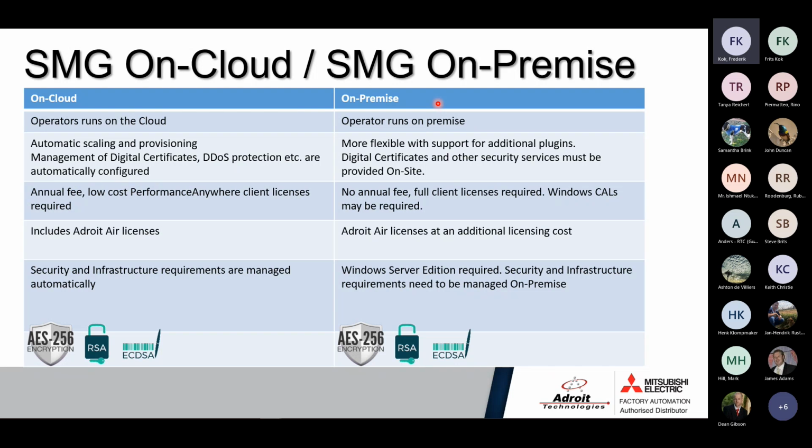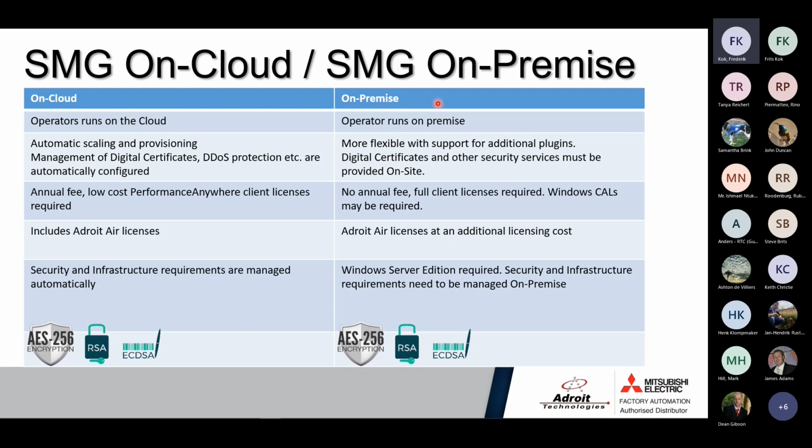On the on-premise side, this is something you would configure within your own ecosystem at the end user site. It will be installed there. It's flexible in terms of support for additional plugins, but all the surrounding items such as digital certificates, other security services, firewall configuration, this all needs to be provided on site.